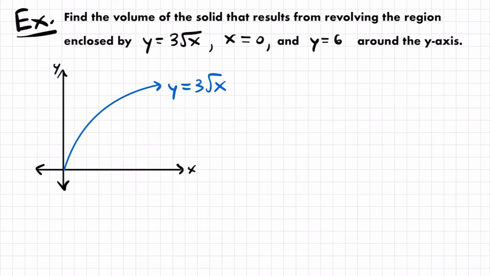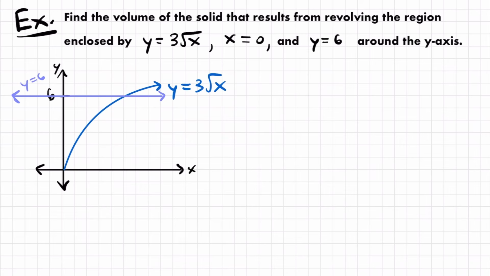And then x equals 0 is just the y-axis, and so we don't need to worry about drawing that line. And then for y equals 6, let's say that y equals 6 is right about here. So I'll label that as 6. And then we can draw our line to represent y equals 6. All right, so this is y equals 6.